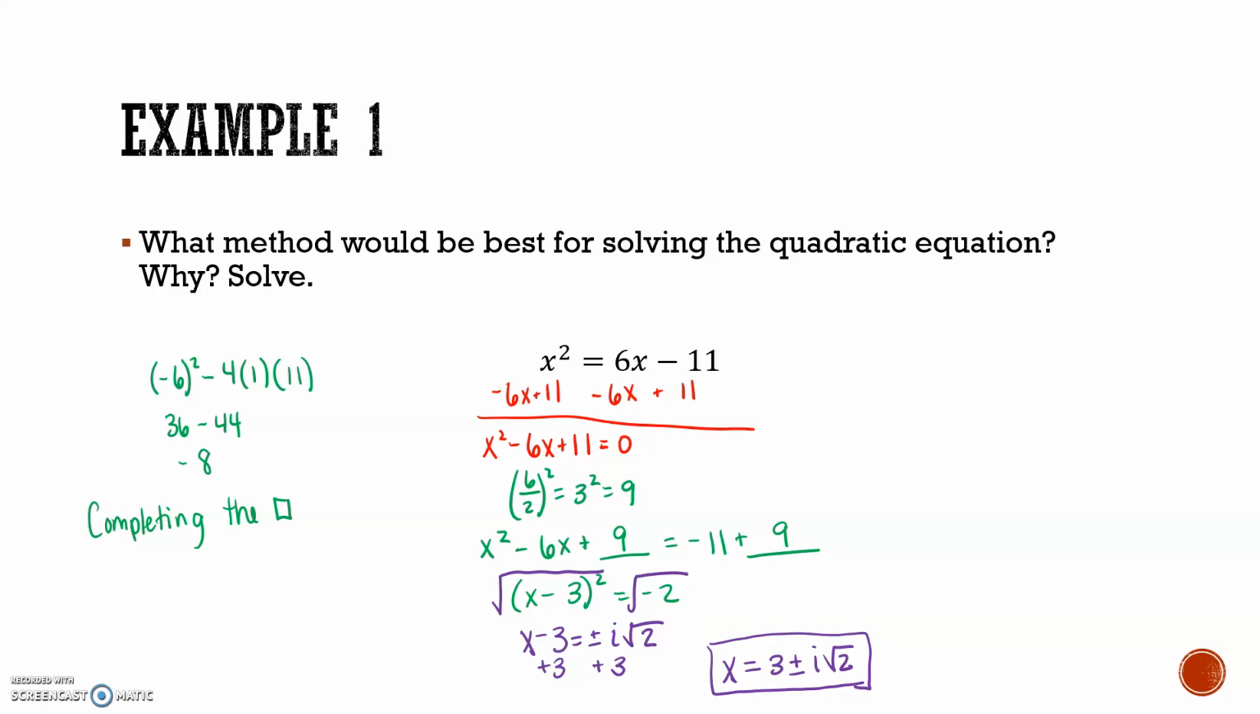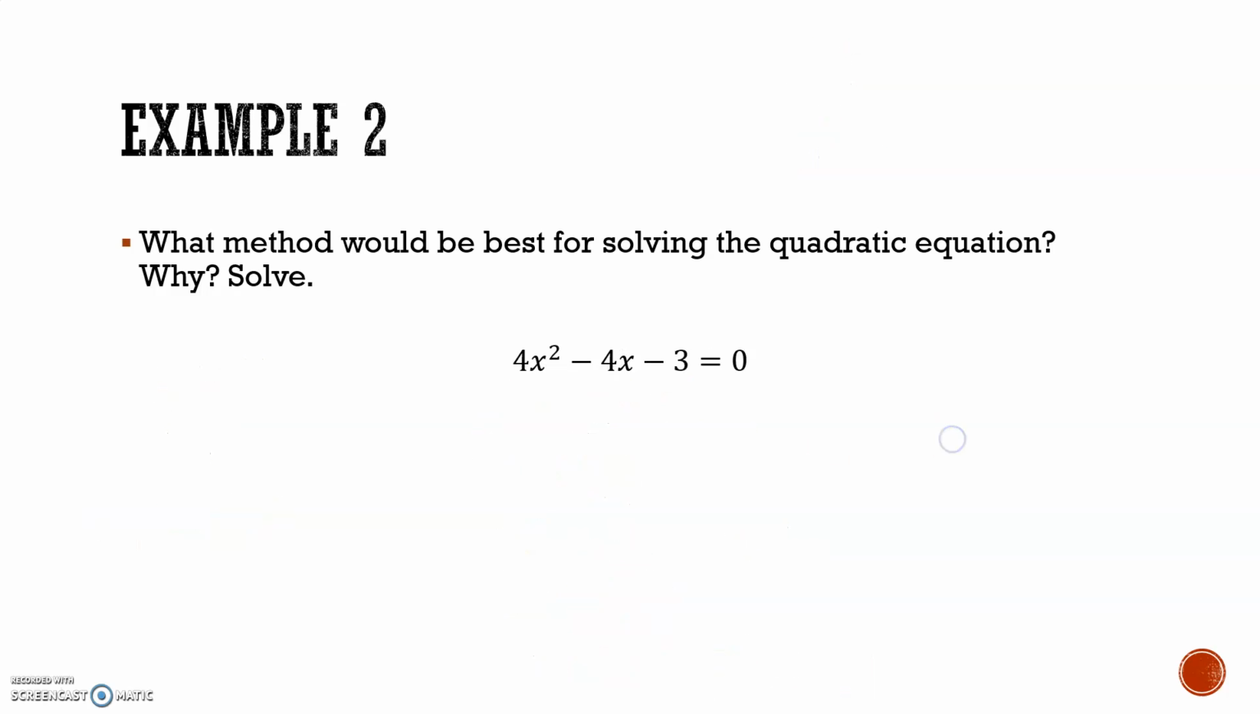Some people might want to know when's the best time to use completing the square versus quadratic formula. I look at two things. I look at my a value and I look at my b value. My a value here is 1. So for completing the square, I look for a equal to 1, and I look for b is even. That is when it's going to be the easiest to solve using completing the square. However, any quadratic equation can be solved using completing the square.